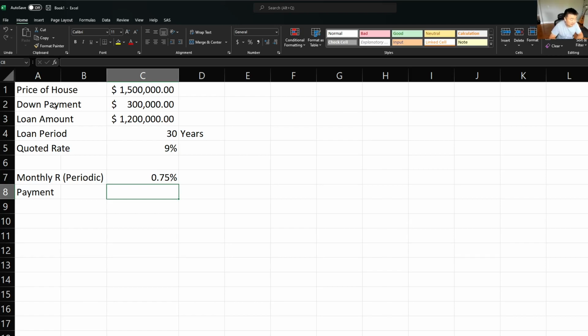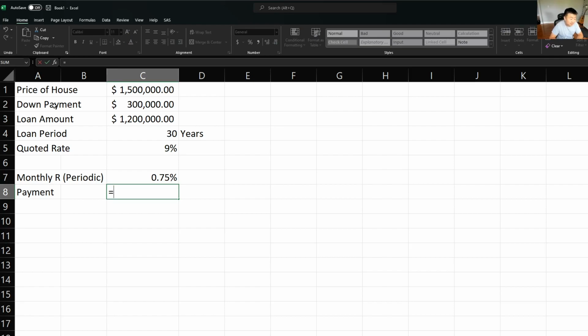The payment is basically the amount of an equal monthly payment that's going to have the same present value at a monthly rate of 0.75% as the loan amount, that is 1.2 million. So basically, as long as the present value of all the payments equals 1.2 million, when we use a monthly rate of 0.75%, we find the payment that's the right amount. So to get that, we're essentially just calculating the payment of an annuity cash flow.